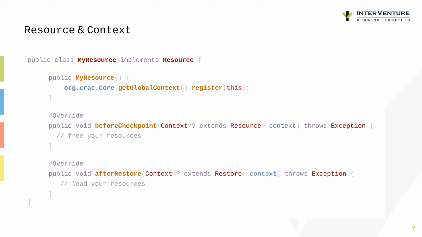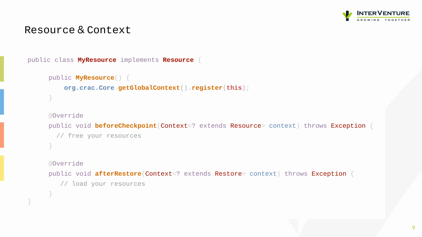And then the third step is to register the resource in a context. It can be any context, but here I'm using the global context from the core library. But we can also, of course, define a custom context. A context can be understood as just a container for resources where they get registered, and it then calls these callback methods.